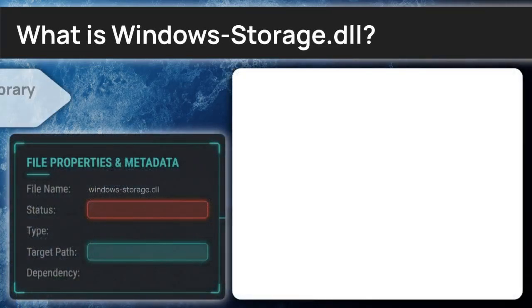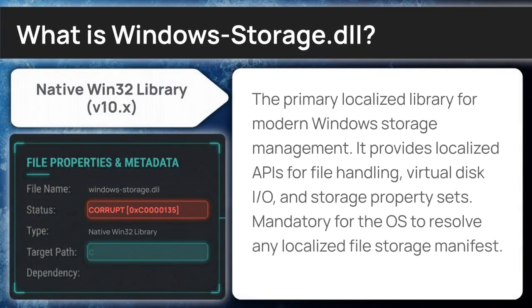This is the Windows Storage Library, the primary localized library for modern Windows storage management. It provides localized APIs for file handling, virtual disk input-output, and storage property sets, mandatory for the OS to resolve any localized file storage manifest. Now that we've covered what the file does, let's jump into our first fix.